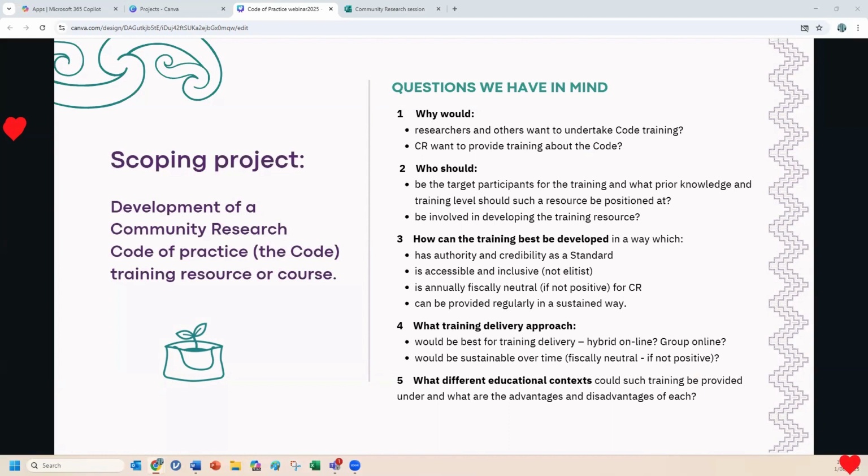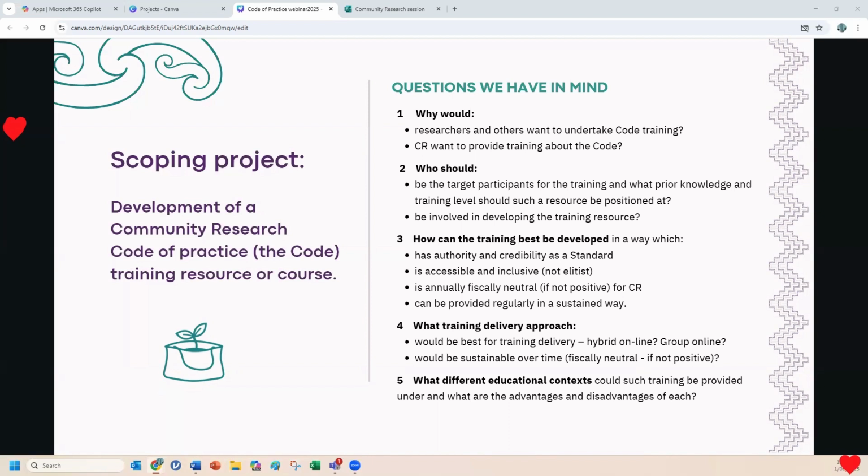What are the two projects that we're thinking of doing? So I'm just going to really briefly talk to the two projects, which we're right at the start of commencing. The first one is a scoping project, and that's around, is it useful to create a training or resource for the code of practice? And this is just scoping. Should we be thinking about doing such a thing at community research?